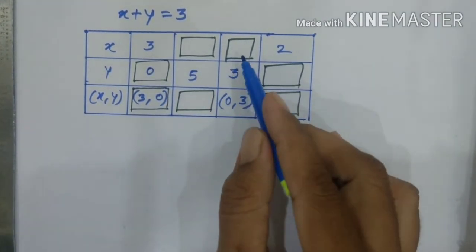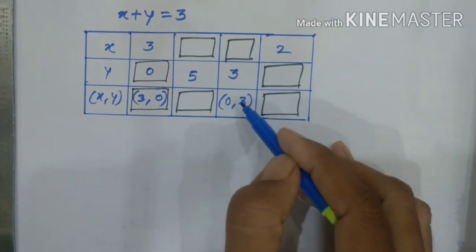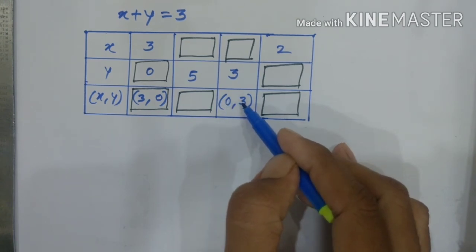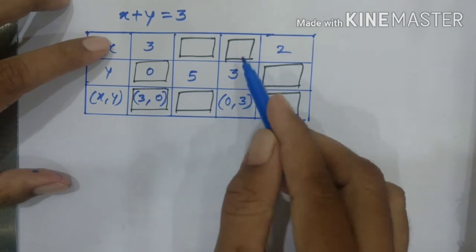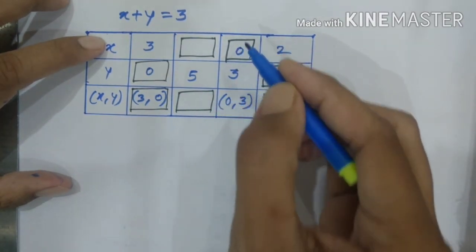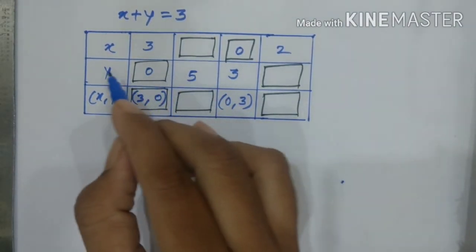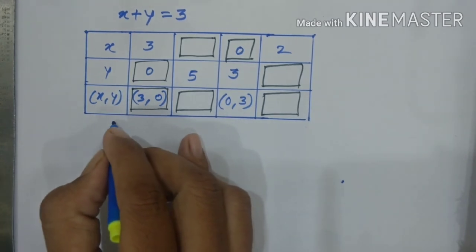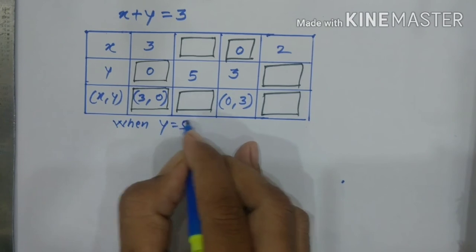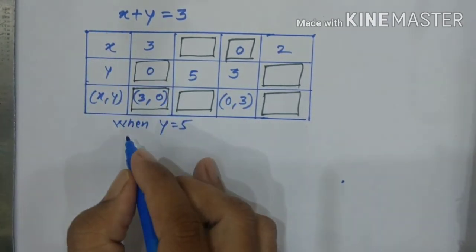Here again you can see that the value of y is given as 3 and solution is 0 and 3. First value denotes the value of x and second value denotes the value of y. Therefore put this value of x. Now consider the third column. Value of y is 5. Therefore when y is equal to 5, put this value of y in given equation.